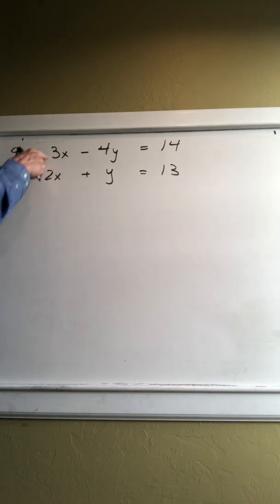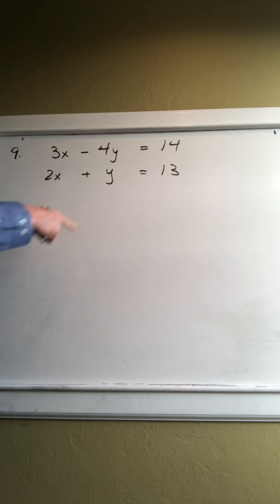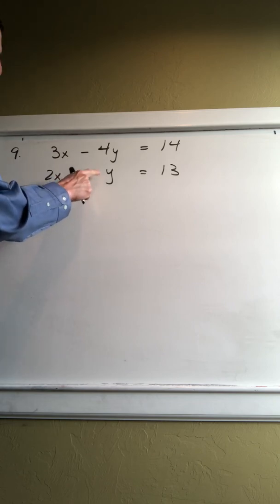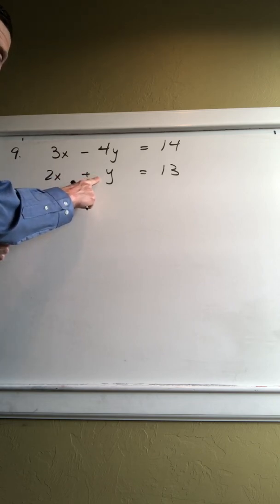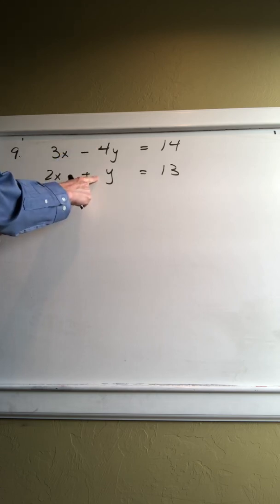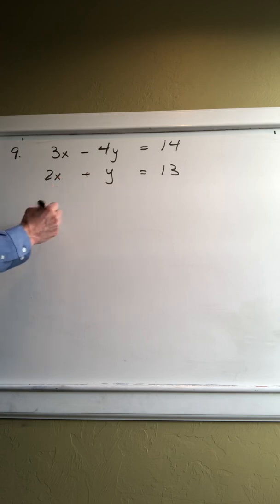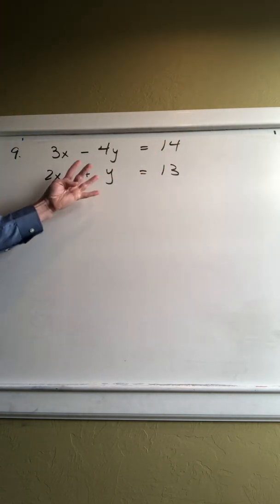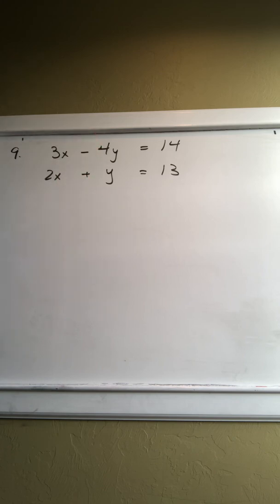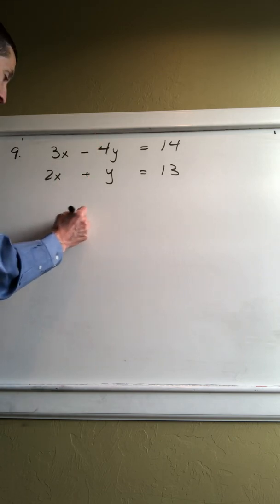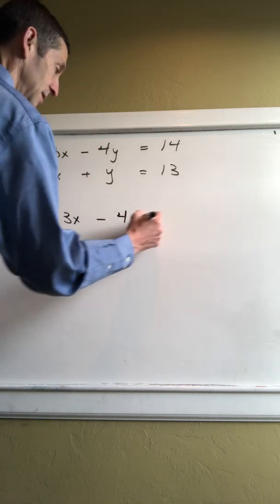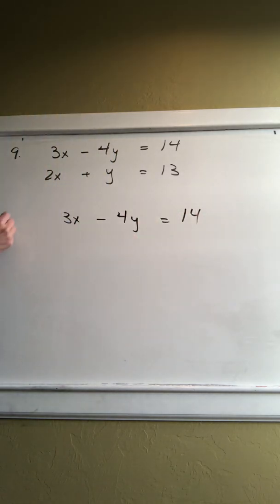So 3 and 2, they're not going to eliminate. Negative 4, positive y, like, aha. If I could get a positive 4 right there, my negative 4, positive 4, they would eliminate. So how do I make that happen? Well, my top row, I don't change anything. But my bottom row, if I multiply in a 4, that's what I need. So let's do it. Top row stays the same.